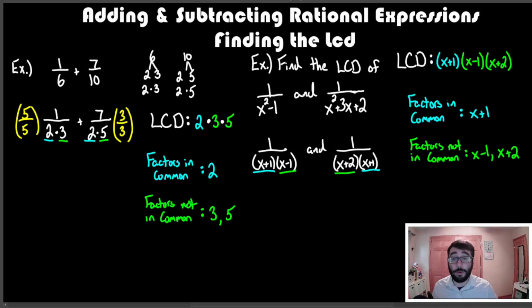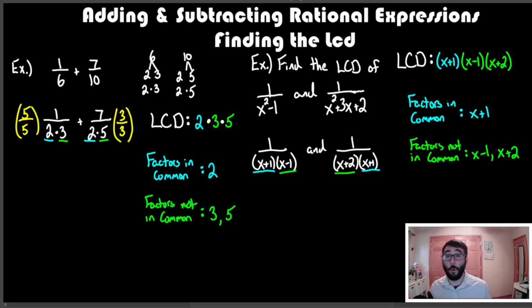So the least common denominator is actually going to be all three of those factors multiplying each other. So the least common denominator would be x plus 1, x minus 1, and x plus 2. And that's it. That's all it takes to find the least common denominator of a rational expression. And then if we are actually adding or subtracting, we would multiply each one by what it's missing from its denominator, but we'll worry about that a little bit later. Let's just focus on finding that LCD.